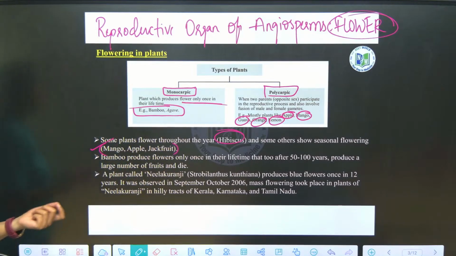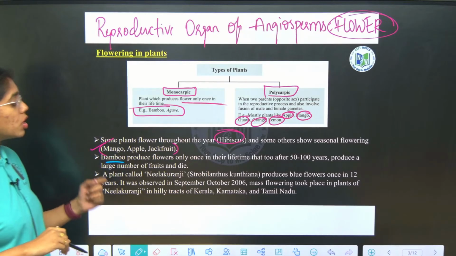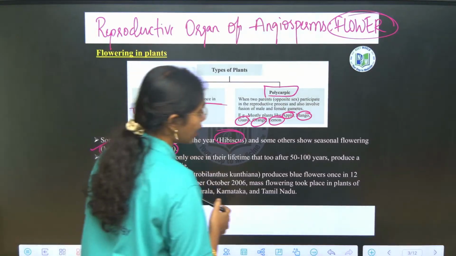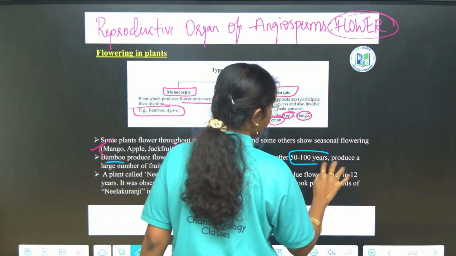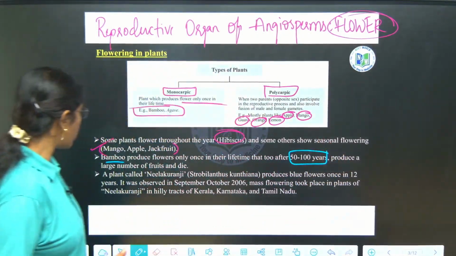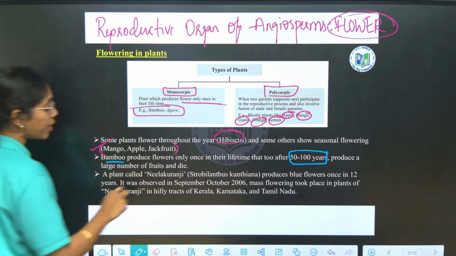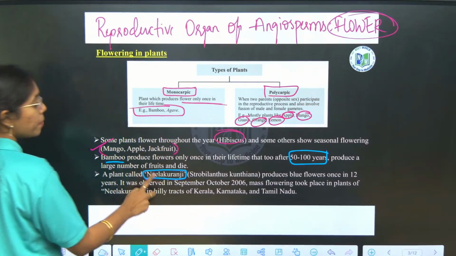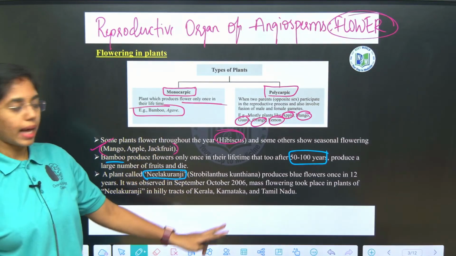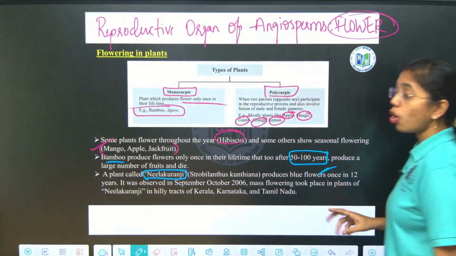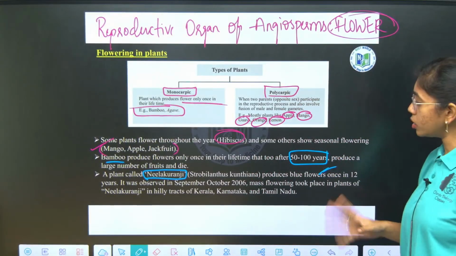Here, the bamboo plant produces flowers only once in its lifetime, and that too after 50 to 100 years. It produces a large number of fruits and the plant dies. The second plant to be highlighted is Neelakuranji, which is Strobilanthes kunthiana. These plants produce blue flowers once in 12 years.